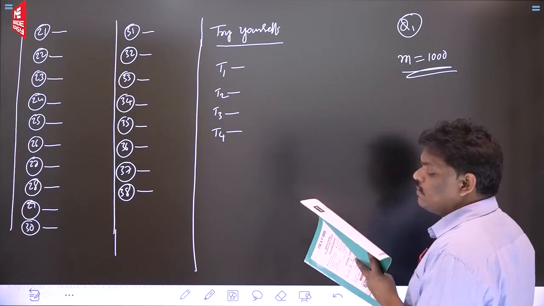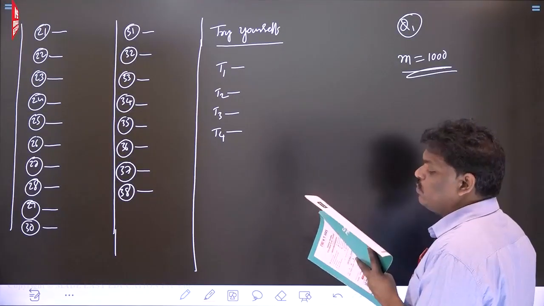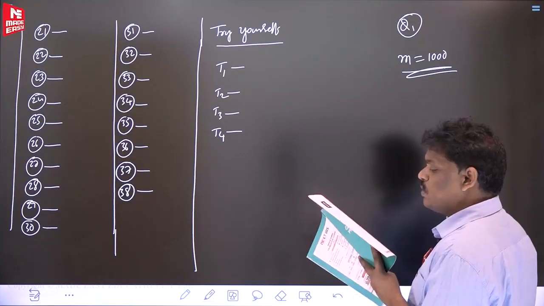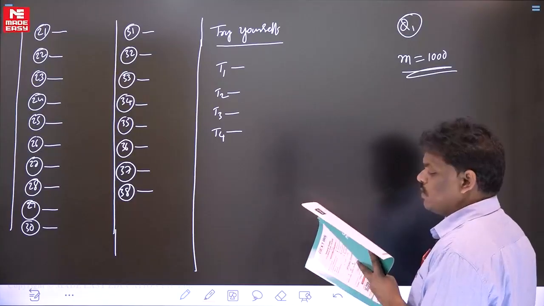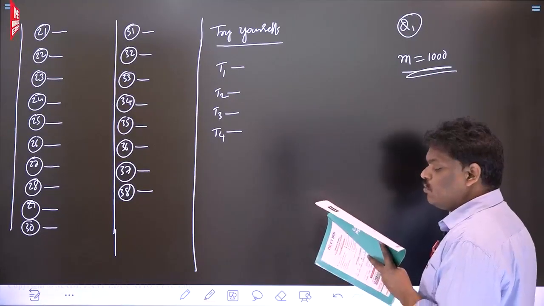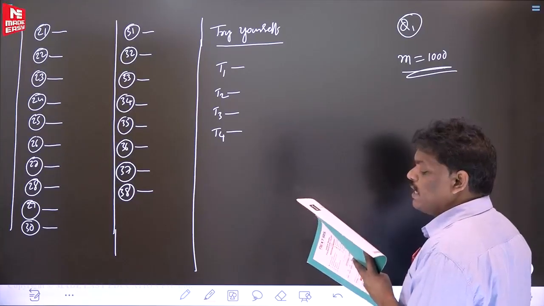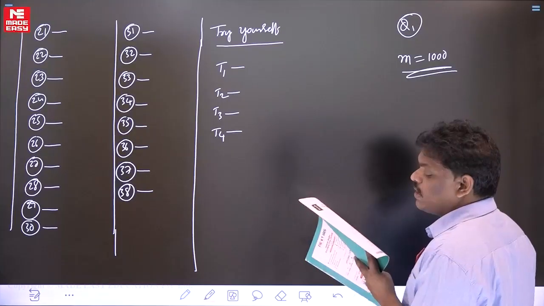Then what is the answer? 1000 by 2 is 500. 1001 by 2, what is the answer? 500 point something. Let's take all as integers only. That is the reason it is given as approximately. Don't think little bit about minus 1 plus 1. So 1001 by 2 is going to be approximately 500. X becomes 500.